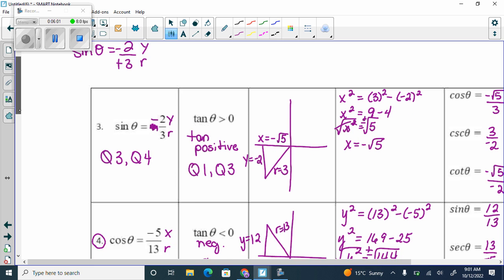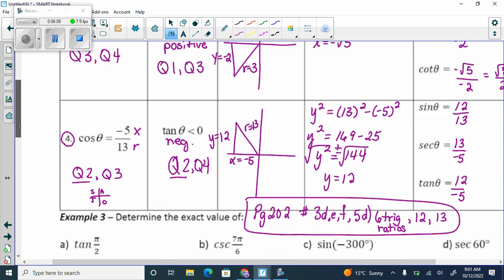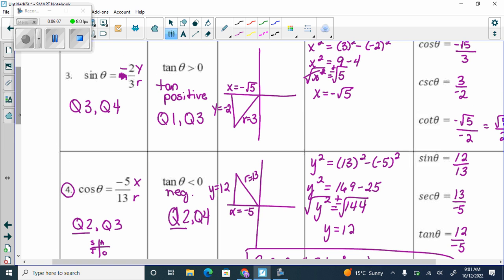Okay, I want you to give me the rotational angle of 3 and 4, please. This one in degrees, and this one in radians. The rotational angle.